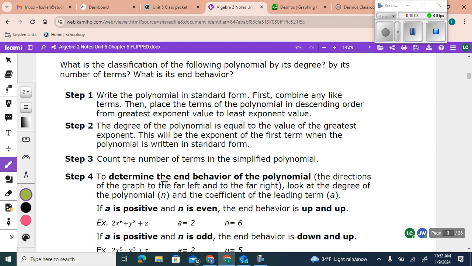Next, we're going to talk about classifying polynomials. What is a classification of the polynomial? By its degree, by its number of terms. What is its end behavior?